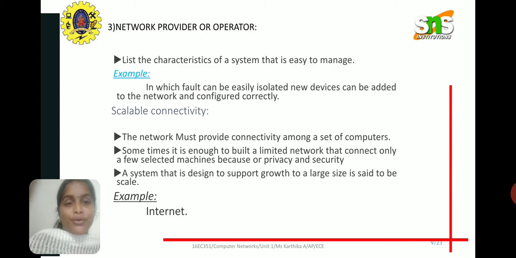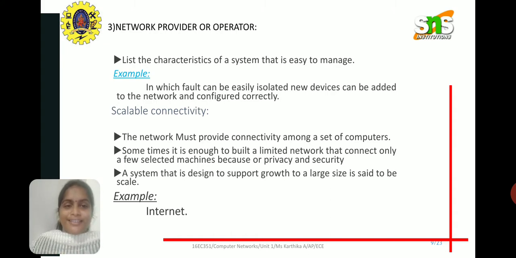That's the main motto. We know that to build a network, scalable connectivity is very important. For example, the network must provide connectivity among a set of computers. It should give a larger number of connections to a set of computers. Second, sometimes it is enough to build a limited network that connects only a few selected machines because of privacy or security. And a system that is designed to support growth to a large size should be scalable.